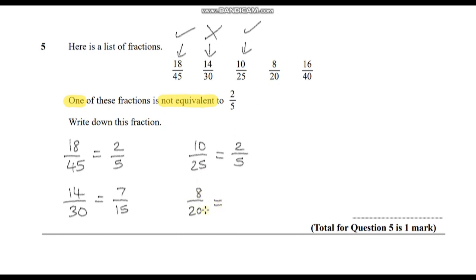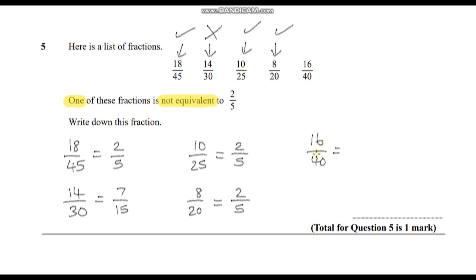Now 8 out of 20. I can see that both of these numbers are divisible by 4. So 8 divided by 4 is 2. And 20 divided by 4 is 5. So again we get 2/5. That's correct. And the last one, 16 over 40.